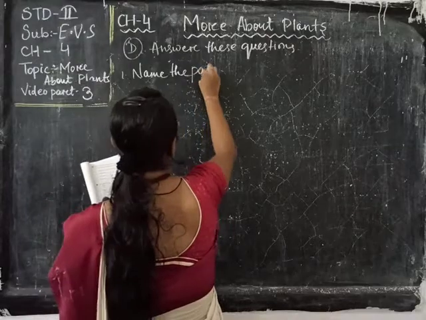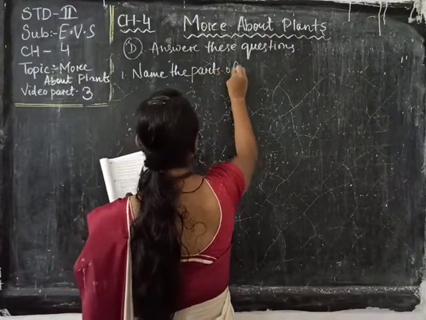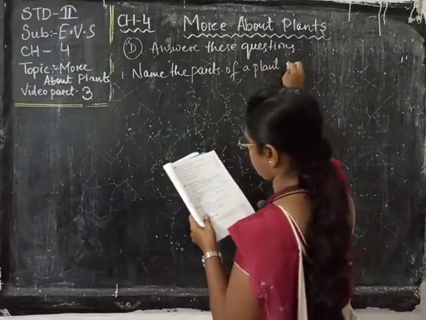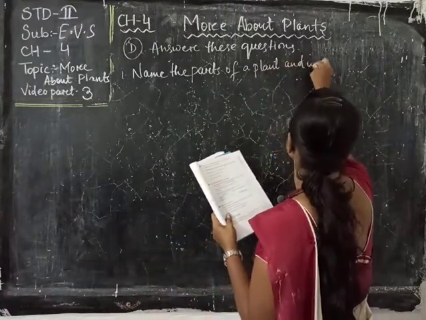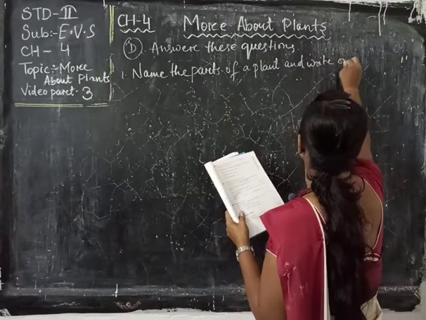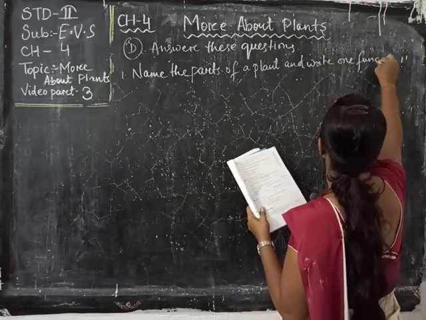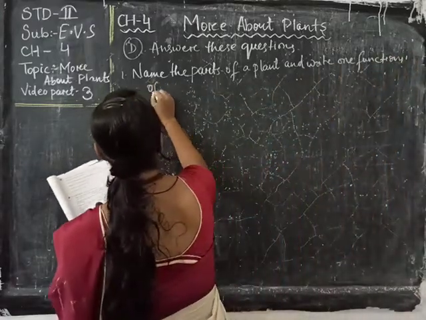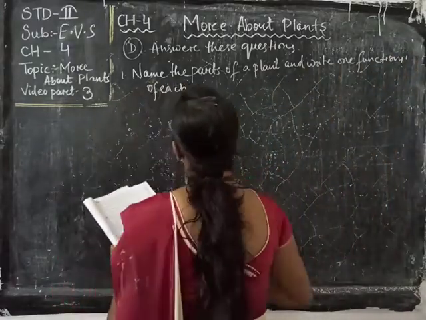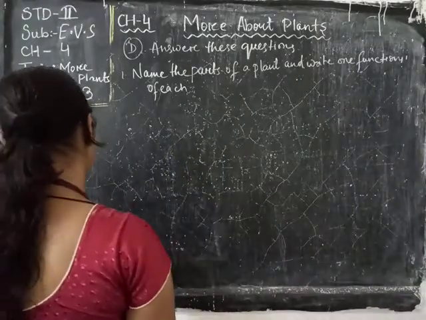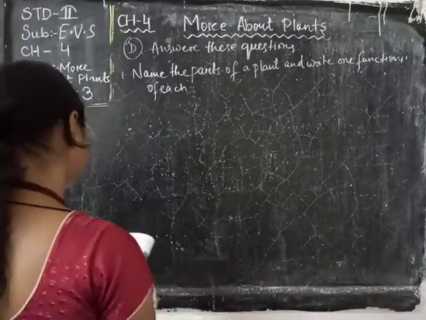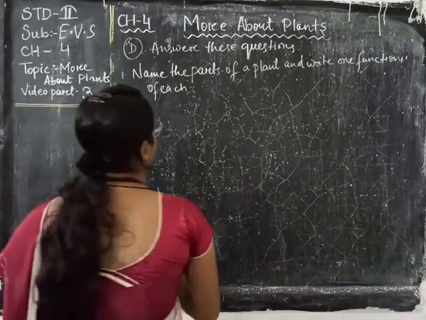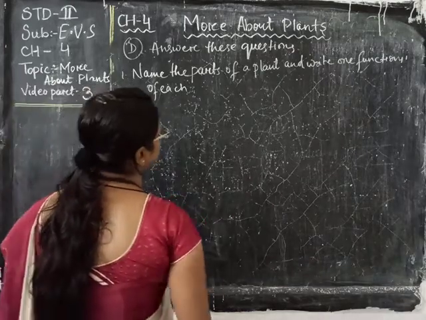Number 1 question is: name the parts of a plant and write one function of each. So we have to write the functions of these also. In the answer you will write the names of the parts of plants.